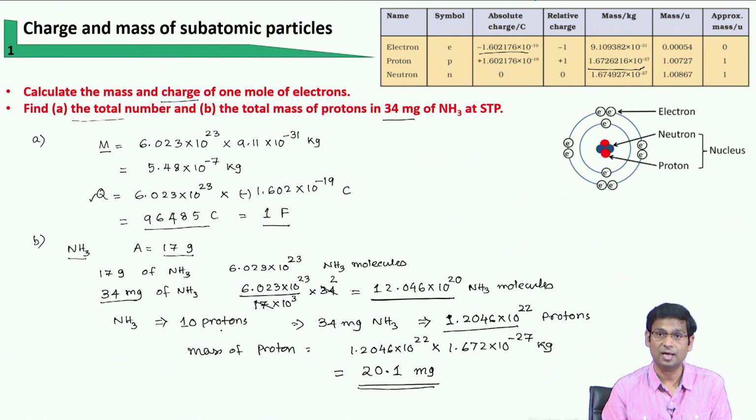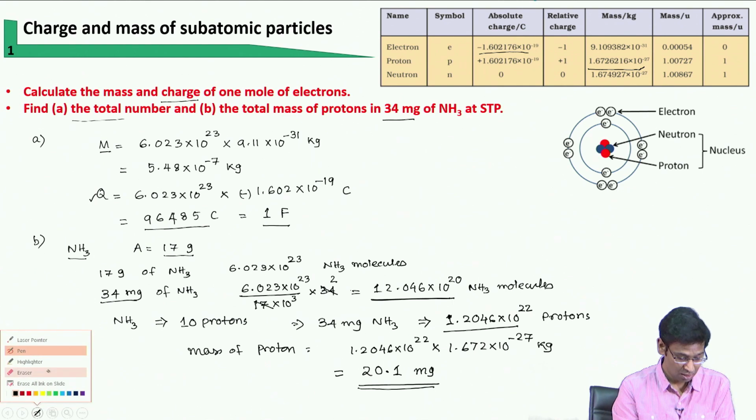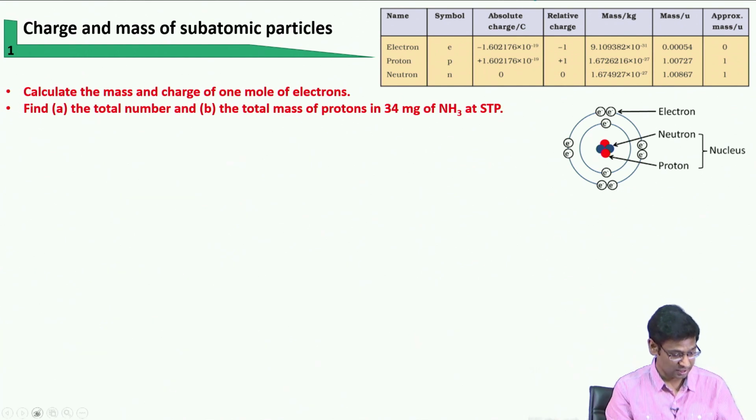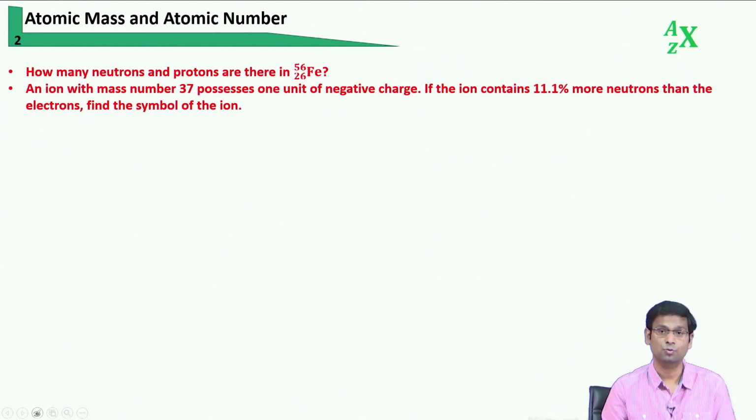So, the remaining mass is contributed by the neutrons, because you know that in an atom the electrons have very little mass. So, the approximate mass in atomic units is 0. The protons and neutrons contribute to the mass of the nucleus. So, the 20 milligram of mass is coming from protons and the remaining mass will come from the neutrons. Okay. So, let us look at the next question.